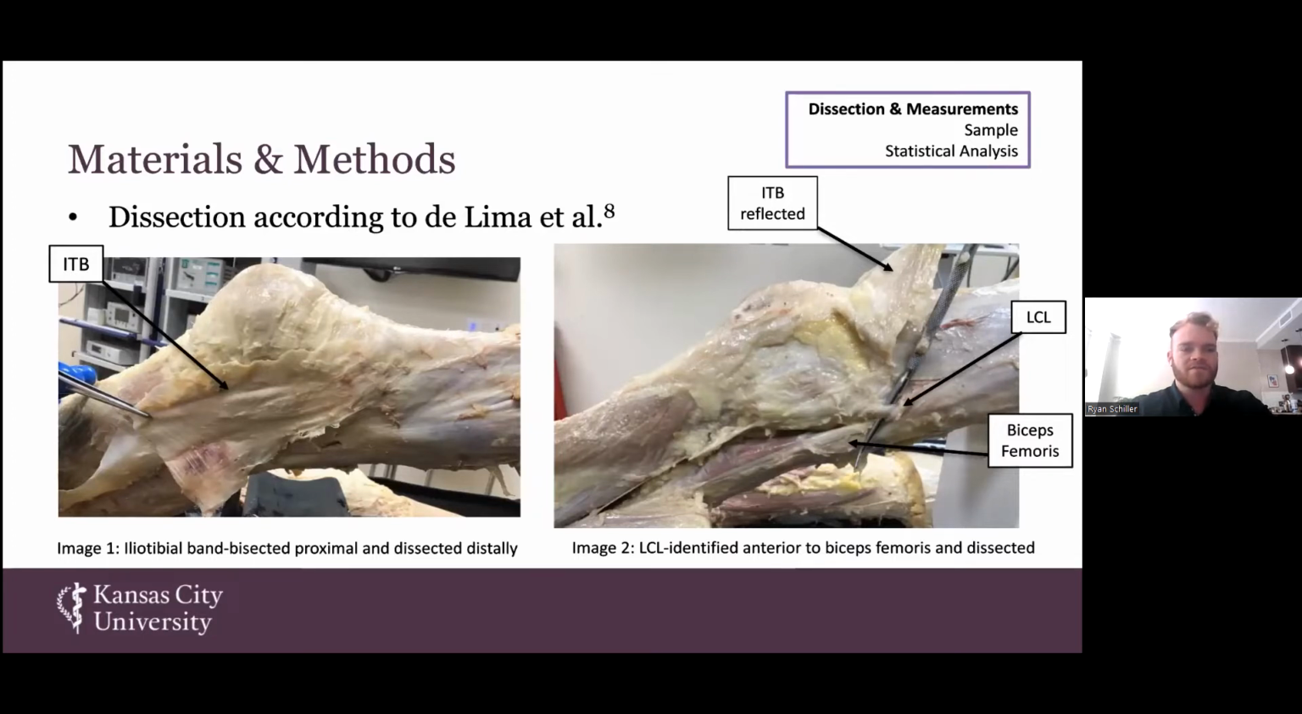And so this involves bisecting the iliotibial band 8 to 10 centimeters proximal to the knee joint, and then dissecting it distally, being very careful not to damage any underlying structures, such as the ALL. And once this is done, the LCL is identified just anterior to the insertion of the biceps femoris muscle, and it's then isolated. Occasionally during dissection, the biceps femoris muscle had to be cut along its insertion so that the insertion of the LCL on the head of the fibula could be properly identified.